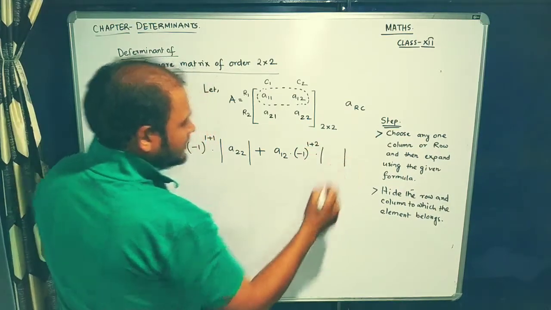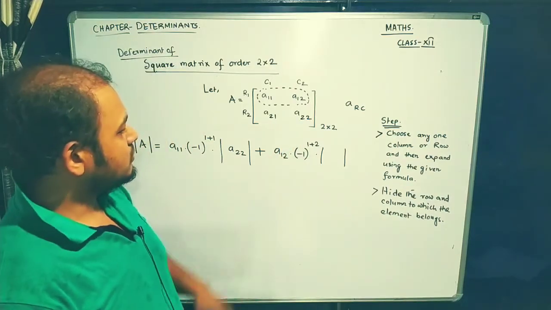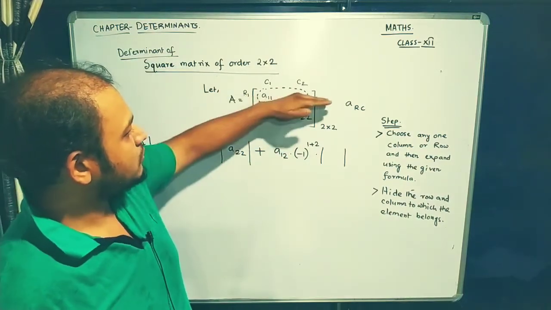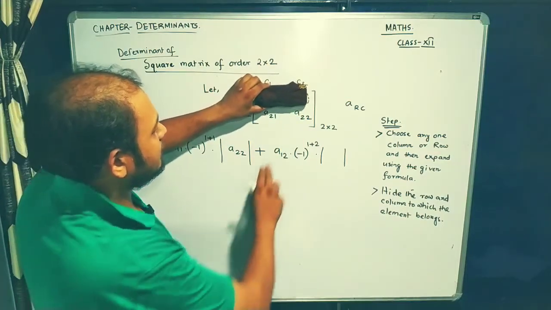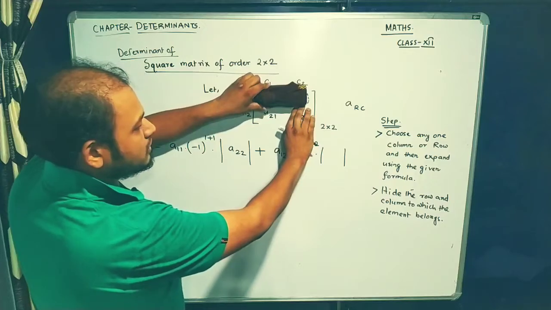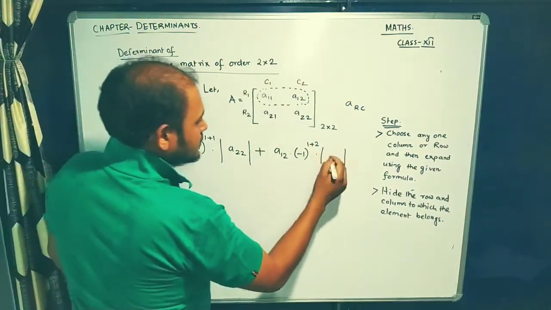Then place a determinant. Now hide the row and column in this case. So this A12 belongs to the first row, second column. So hide the first row and also hide the second column. Now which element do you see now? Do you see this element? So put this element in this position.